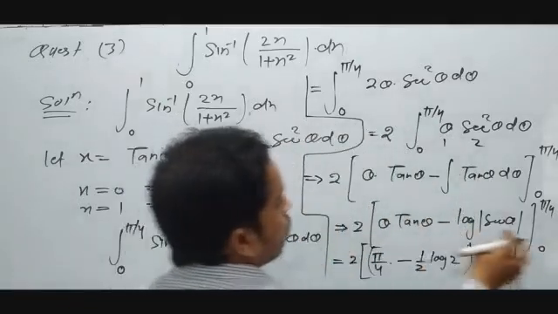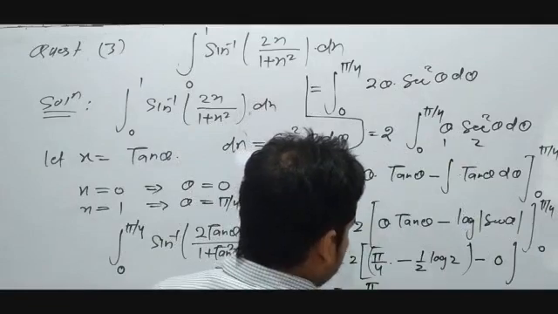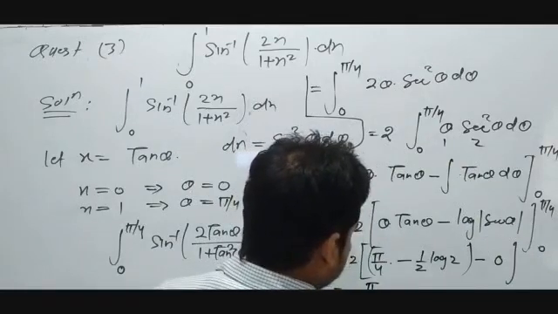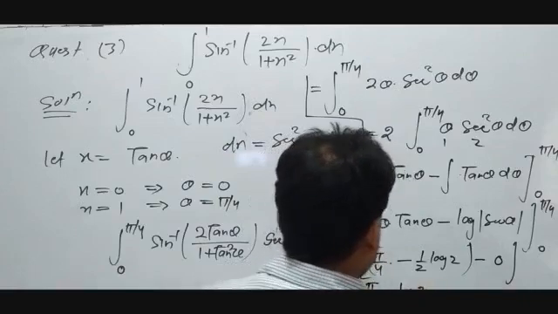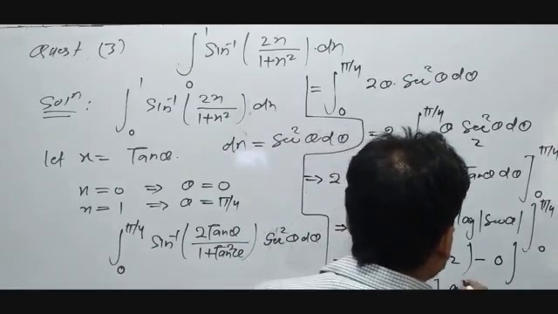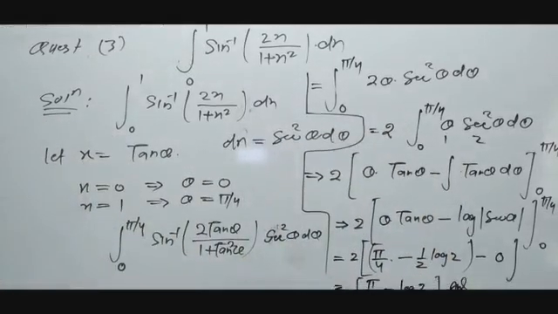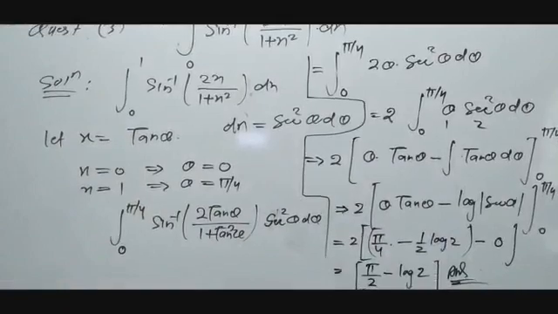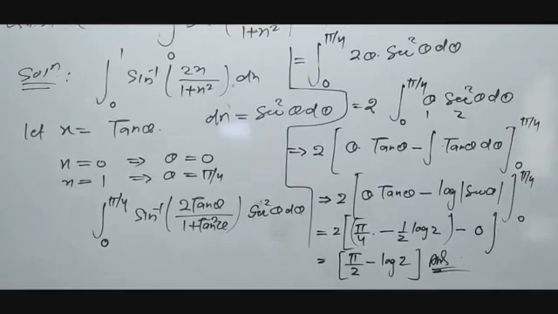The whole term will be 0. So the result will be pi by 2 minus log 2. Pi by 2 minus log 2. This is the answer. Now question number 3 is completed. This is the answer.